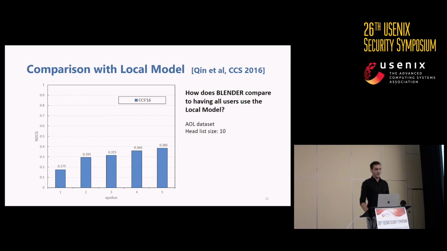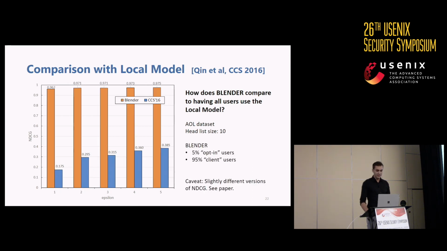Running Blender, though, on the same data set, aiming for a head list of size 10, using only 5% of the users as opt-in users and the remaining as clients in the local algorithm, we were able to achieve NDCG results upwards of 96% for epsilon ranging from 1 up to 5. This was a massive improvement over the previous result just by using a small number of opt-in users. It's not only an improvement, but it makes these results actually usable for practical purposes. There's a slight caveat that we used a slightly different NDCG computation in our paper than they did. But overall, it's not that much different, and we believe that this is a very fair comparison.